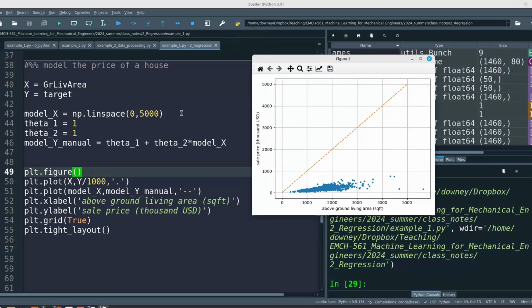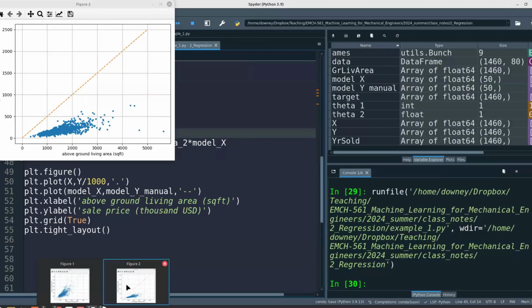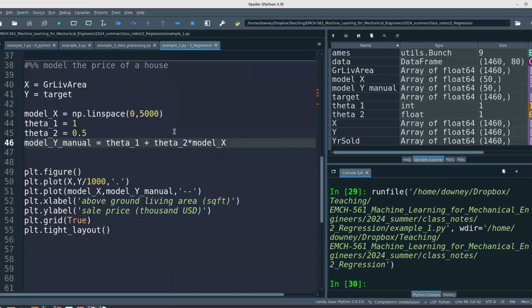So maybe it's got to be less. So 0.5 maybe. We'll cut it in half. That's a little closer, but not quite there.